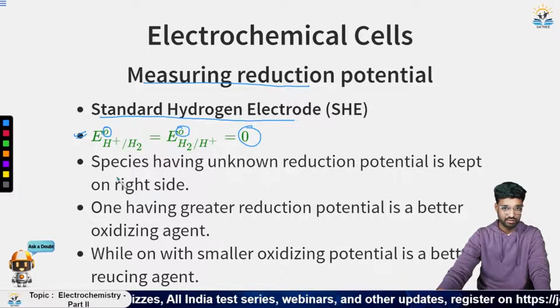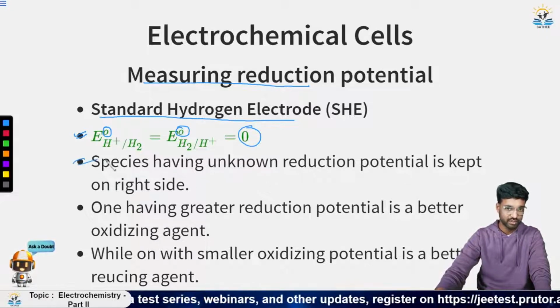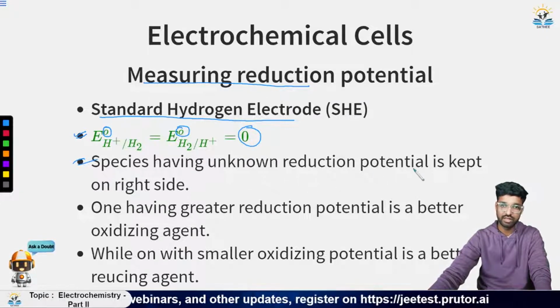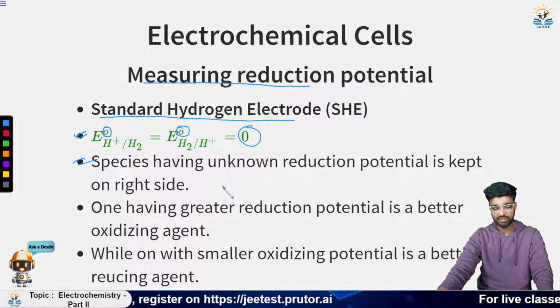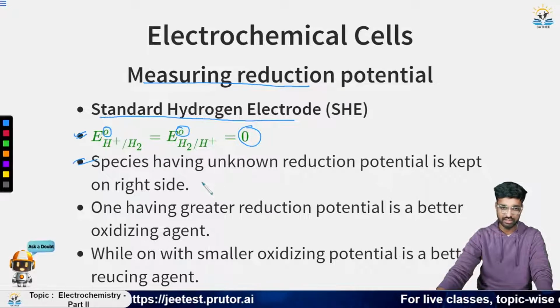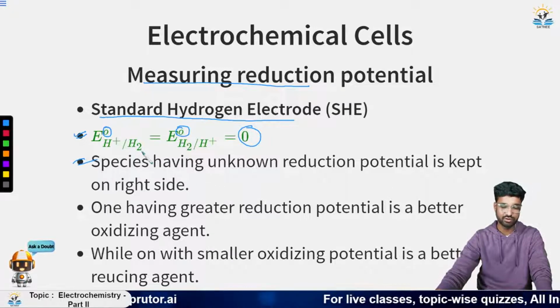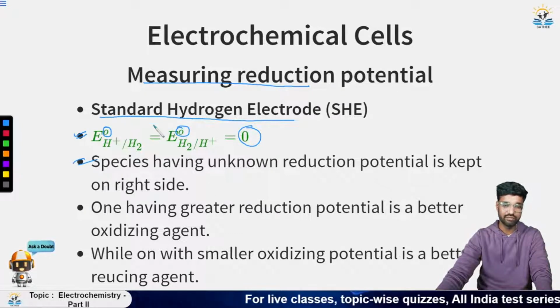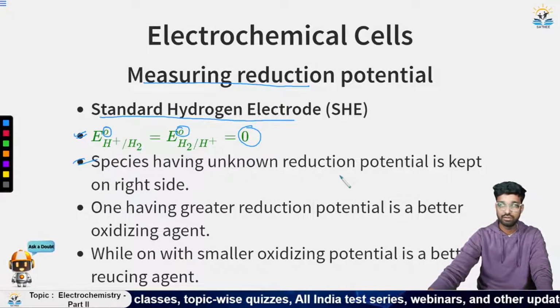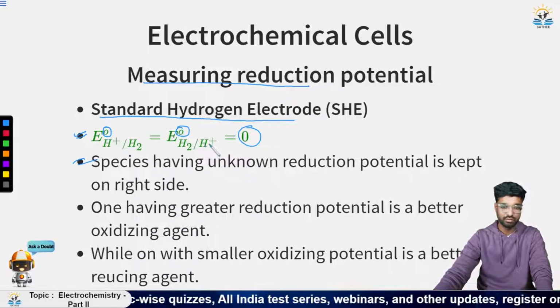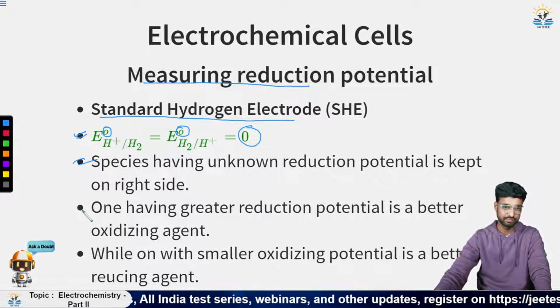Next, the species having unknown reduction potential is kept on the right side. When we see the diagram, we will see that on the left side, the oxidation side, we keep the hydrogen electrode, sorry, the platinum electrode, and we put up some gas here. You will see in the diagram later on. On the right side we will keep the thing whose reduction potential is to be determined.